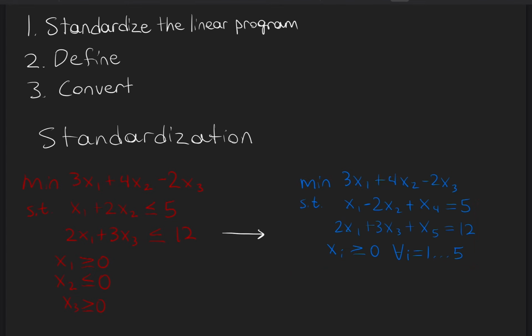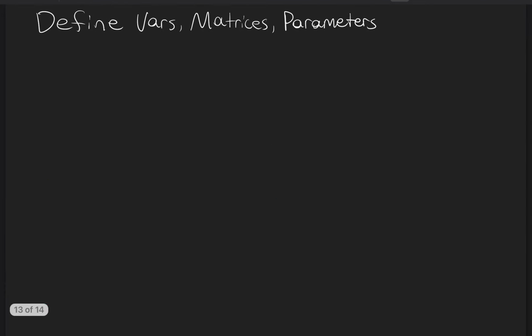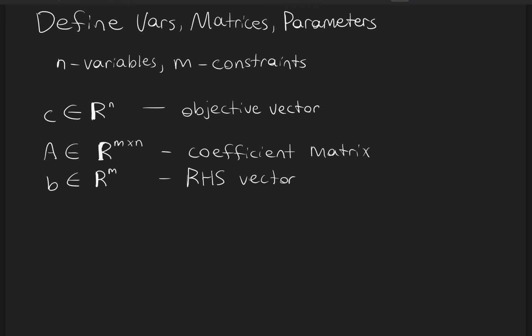So now let's go on to the next step, which is to define the variables, matrices, and parameters. Okay, so let's call the variable n the number of variables. We'll call the variable m the number of constraints. And we're going to call matrix C an element of the real numbers according to the variables. And this is going to be our objective vector.